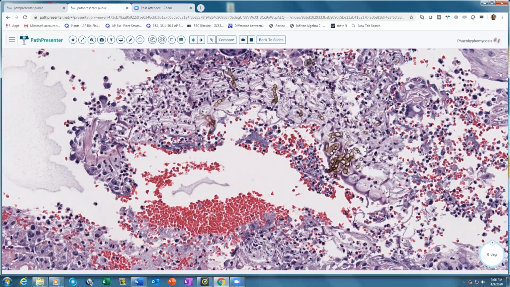So Phaeohyphomycosis is caused by more than 100 different kinds of fungal species, mostly in immunocompromised patients. And people who are studying for the board exam have to remember the CARD9 mutations. Patients that have a CARD9 mutation have a higher chance of developing a phaeohyphomycosis-like cyst or infection.